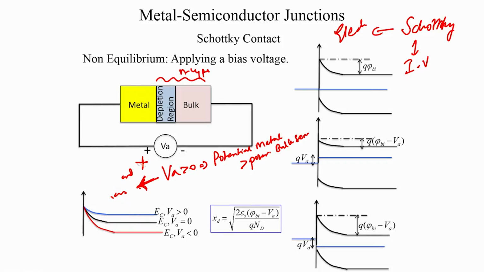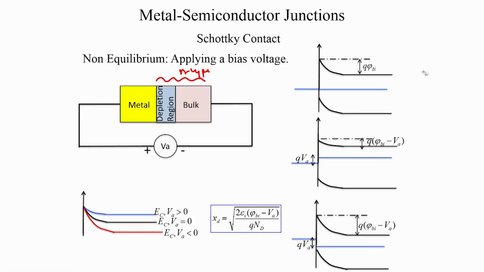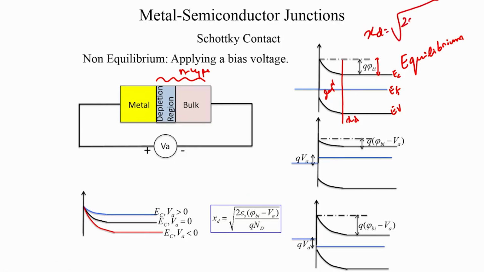Now, what happens to the band diagram when I apply a potential? Let us look at these pictures here. This is the condition of equilibrium, the equilibrium condition that we are very familiar with, and on which we performed all the electrostatics analysis. That is my conduction band edge, that is the valence band edge, that is the Fermi level, that is the built in potential that we calculated, and that is the depletion region, which has a depletion width of xd. And xd turned out to be square root of 2 epsilon s phi bi by q n d. That was the relation that we obtained.